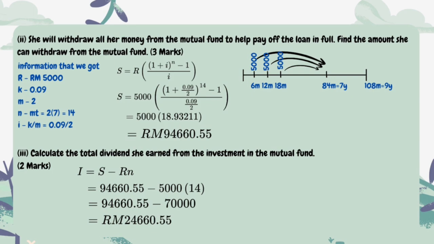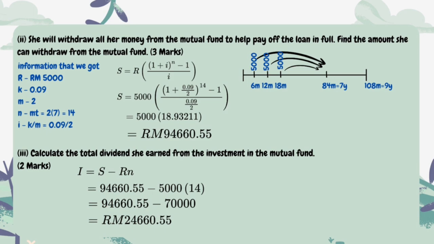Based on this question, we will use the formula of future value of annuity, which is to find S. The formula is S equals R times 1 plus i to the power of n minus 1 over i. Put all the information and you will get 94,660 ringgit and 55 cents.